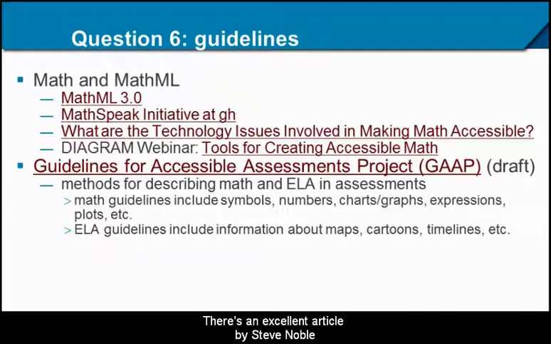There's an excellent article by Steve Noble from the University of Louisville called What are the Technology Issues Involved in Making Math Accessible? I highly recommend reading that for a good summary of the problem. And then a specific DIAGRAM webinar that was presented a few months ago called Tools for Creating Accessible Math. It's about 90 minutes long, and it talks all about the different ways you can create math in an accessible manner.